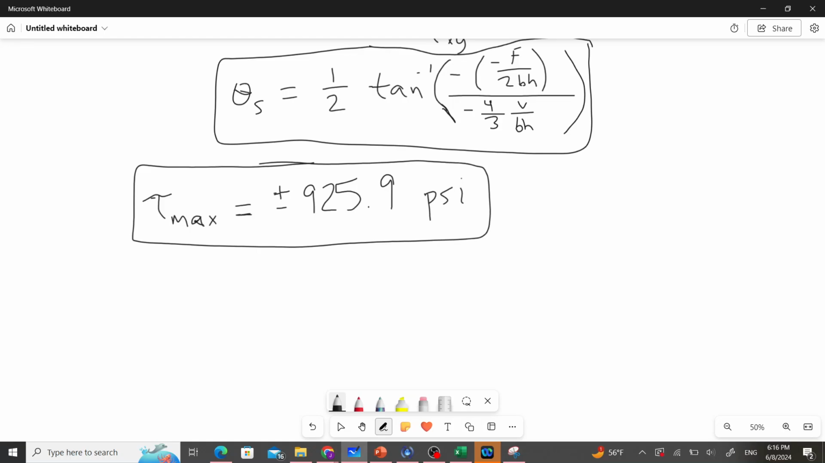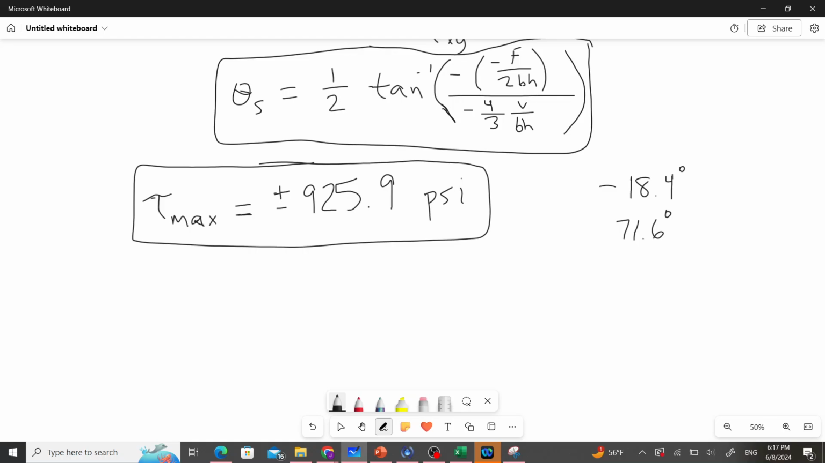And the angles that we'll end up getting when we plug them into this equation for theta s are minus 18.4 degrees and 71.6 degrees, because that equation will give us two answers for the angle, right? So what we need to know is which of these angles corresponds to this positive and which one corresponds to the negative.